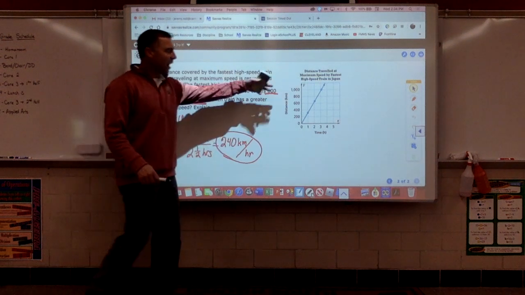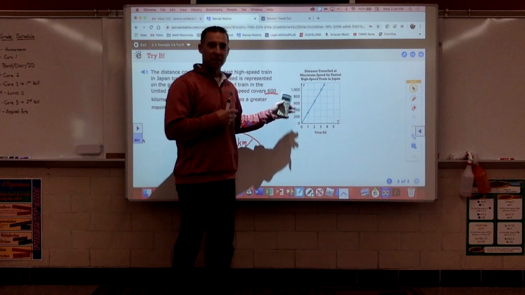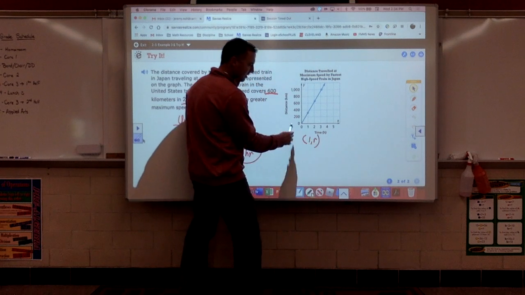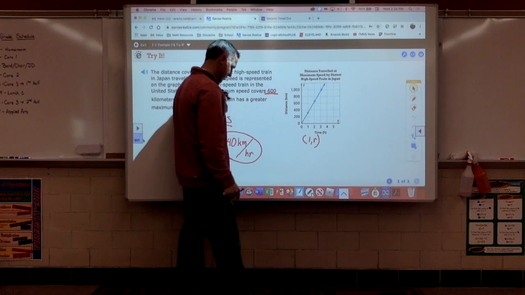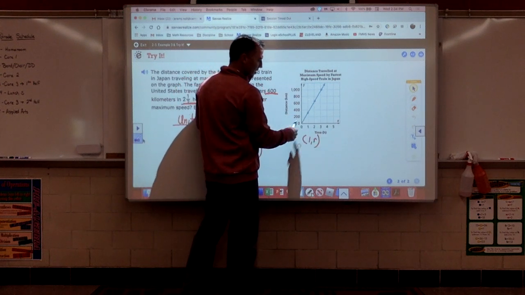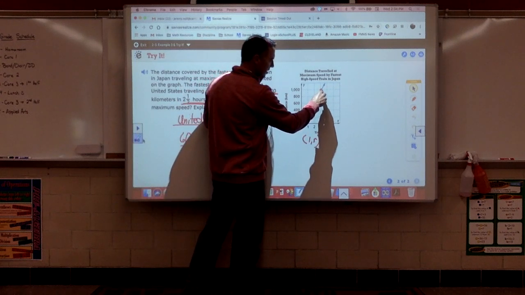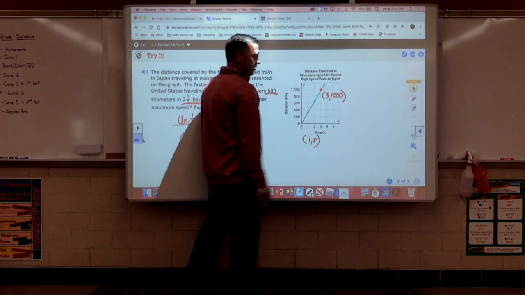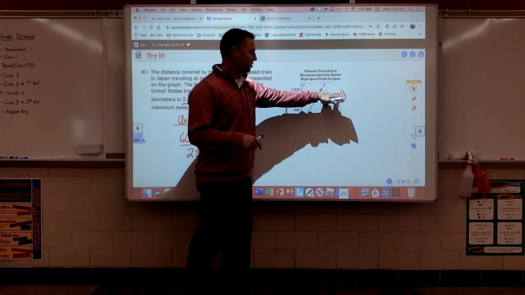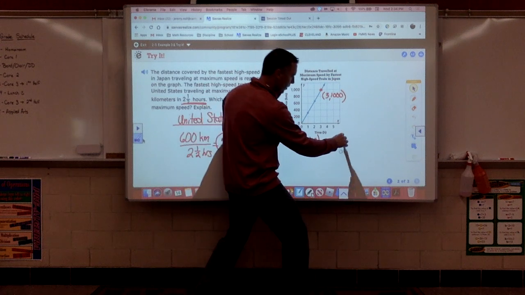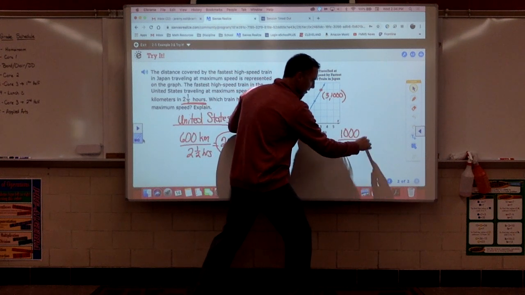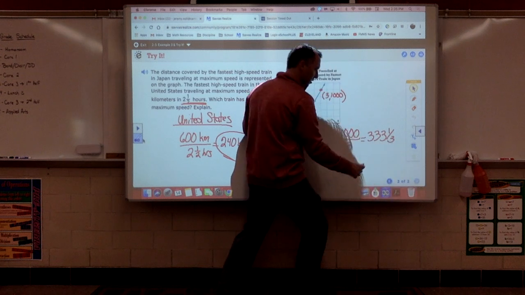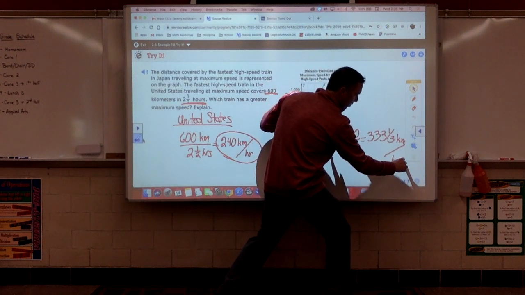Distance divided by time. Now I have to find my unit rate from the graph. Again, we can look at the point (1, r), but this is not a good point for us to estimate this distance. So let's find a coordinate pair that crosses exactly on the corner of a grid, like this one right here. This is the point (3, 1,000). 1,000 is our distance, 3 is our time. So for Japan, we take 1,000 divided by 3, kilometers per hour, which comes out to be 333 1/3 kilometers per hour.